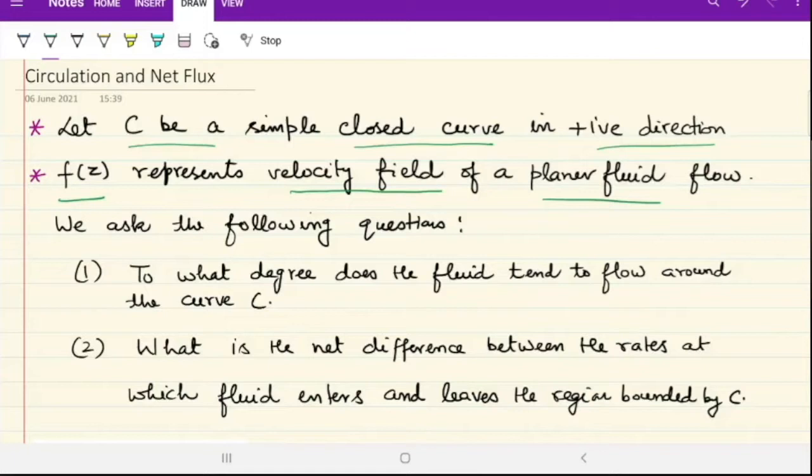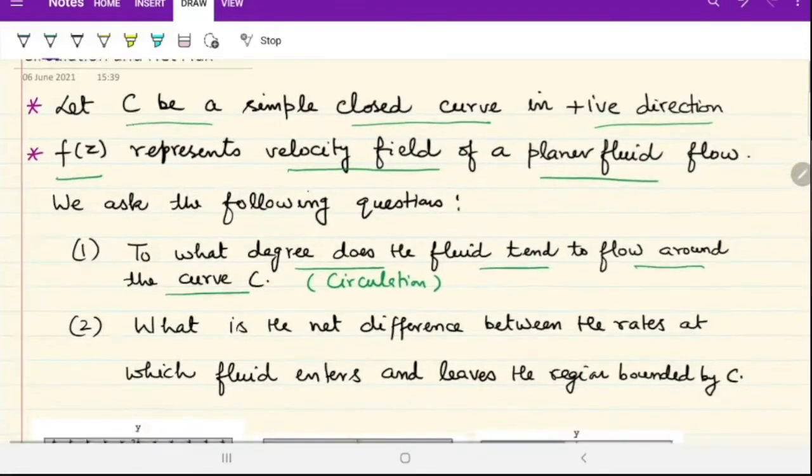So here we are interested in two questions. First question is, to what degree does the fluid tend to flow around the curve C? So you have your curve C, how the fluid is flowing around that. This quantity is called circulation. So these things you have already done in your calculus course.